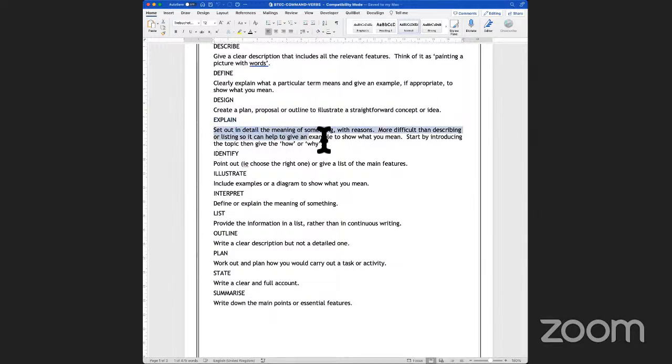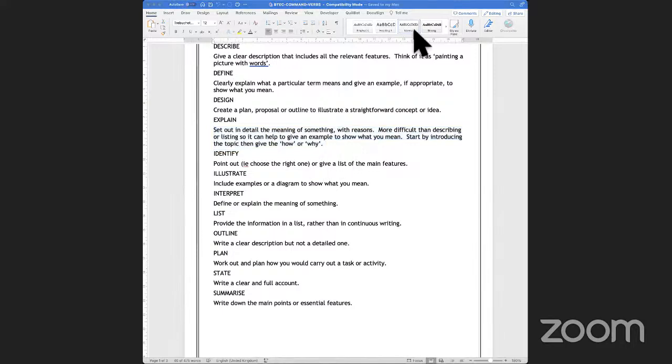So it says set out in detail the meaning of something with reasons. More difficult than describing or listing, it can help you if you show or write an example. Start by introducing the topic, then give how and why. Now, if you cover this, it says explain the current overall structure. If I get somebody putting into the assignment brief and the Word document just the overall structure of the NHS, that would not achieve that task. You would need to define and explain the structure as well. That means we will go into details, but that is where that part would help you cover this task.